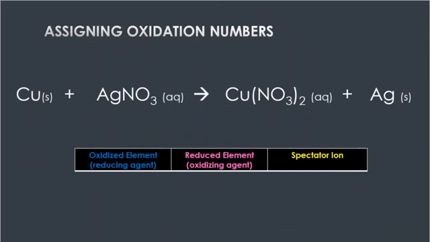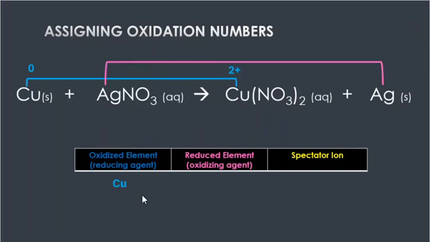Now that we've been able to see the changes that have occurred once the reaction finishes, let's look at what's happening with the electrons. So we'll start with copper. Copper, as you know, in its elemental state has an oxidation number of 0. Here on the product side, in an ionic compound, it takes on the oxidation state of +2. Hopefully you can see that there is a loss of electrons resulting in an increase in the oxidation number. That means that copper is the oxidized element, also known as the reducing agent.